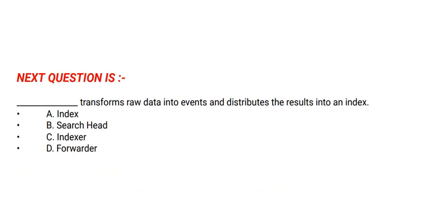Next question is, a blank transforms raw data into events and distributes the results into an index. Options are option A, index. Option B, search head. Option C, indexer. And option D, forwarder. The correct option is option C.